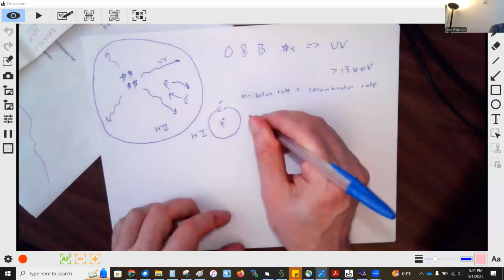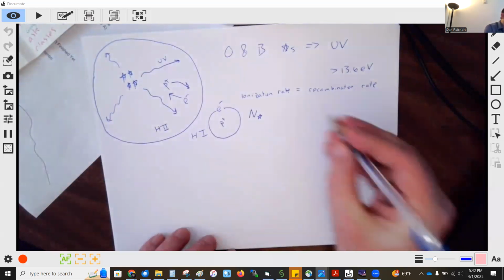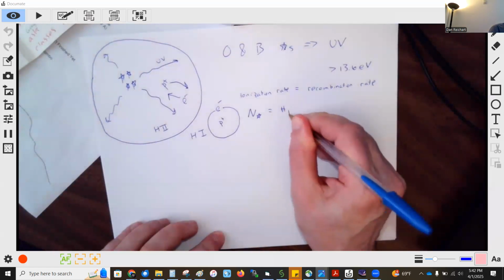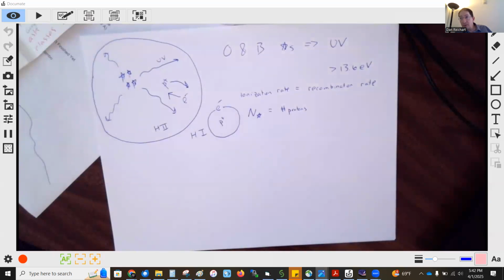So for ionization rate, let's call that N star. It's the rate of UV photons above 13.6 eV coming out of all the stars in there. And I'll show you how to estimate that in a little bit. The recombination rate is going to depend on a couple things. It's going to depend on the number of protons. And the ionization rate is number of photons per second. So on the right, it's going to be the number of recombinations per second, matching that ionization rate.